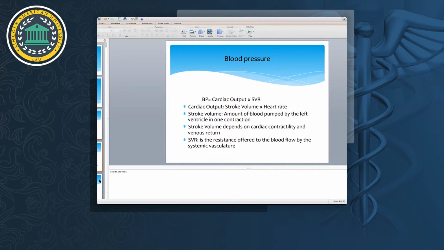Okay. I think you're going through my slide. Can you just explain to me in your language what a stroke volume is? What is that volume basically? I got your point, that is the amount of blood pumped by the left ventricle in one contraction. But what is that blood? What is it called in other terms?